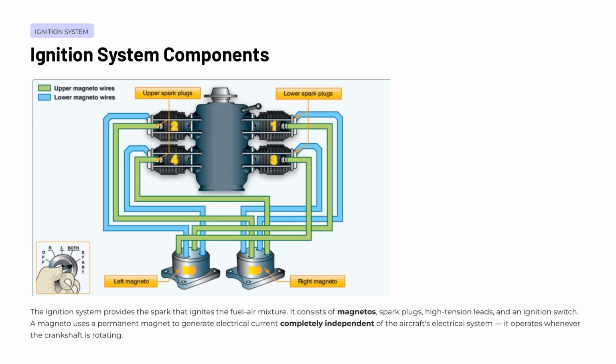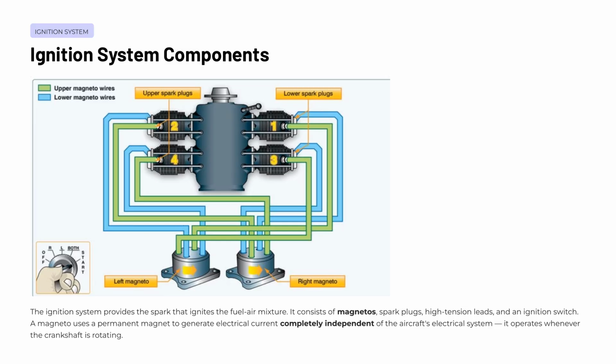The magneto is perhaps the most important component to understand. Unlike most aircraft electrical systems, the magneto uses a permanent magnet to generate its own electrical current. This means it operates completely independently of the aircraft's battery and electrical system. As long as the crankshaft is rotating, the magneto is producing electricity and delivering sparks to the cylinders. This independence is a significant safety feature.